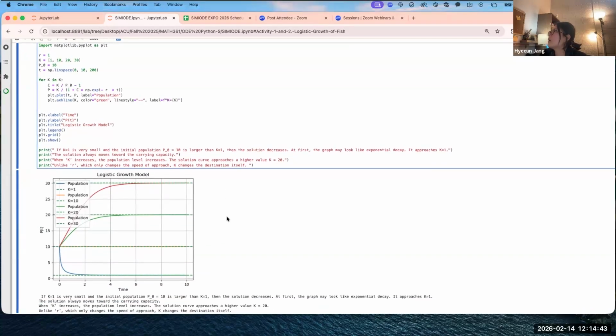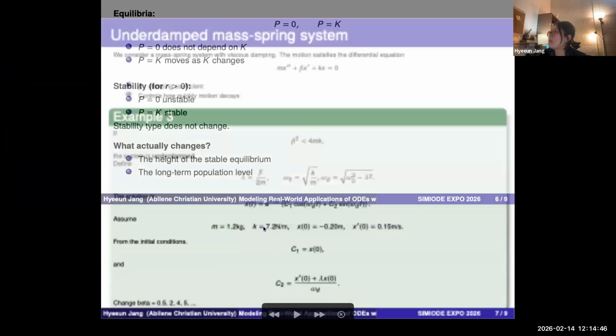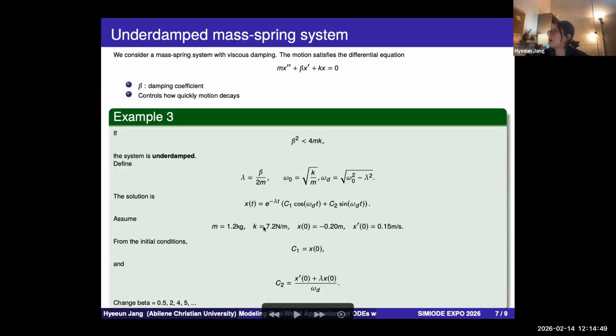I also brought another example that was interesting to us: the underdamped case of a mass-spring system. The motion oscillates and decays at the same time. So students can see two main effects, oscillation (vibration) and damping. Since the discriminant is less than 0, we call it underdamped. Here lambda is the damping rate, omega 0 is the natural frequency, and omega d is the damped frequency.